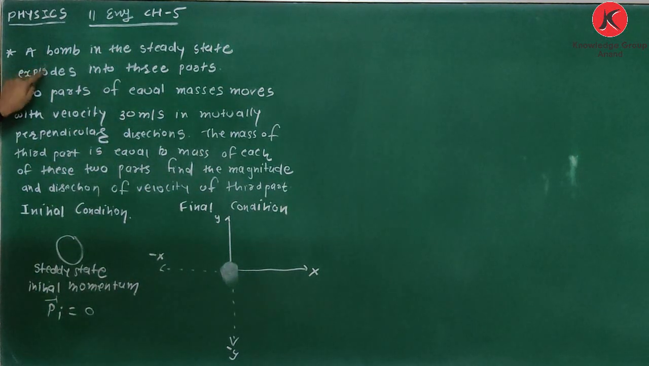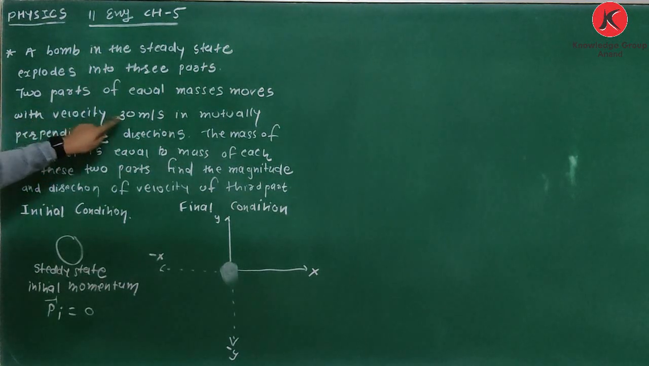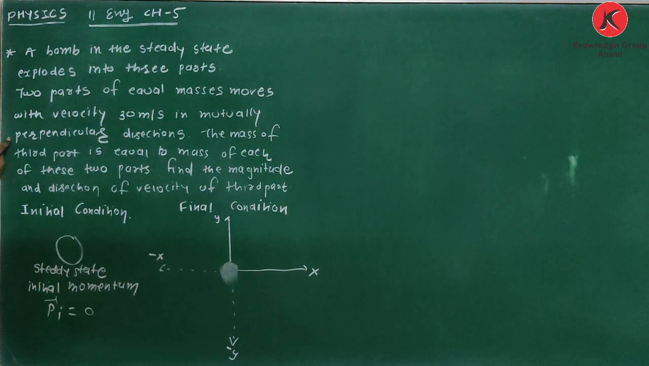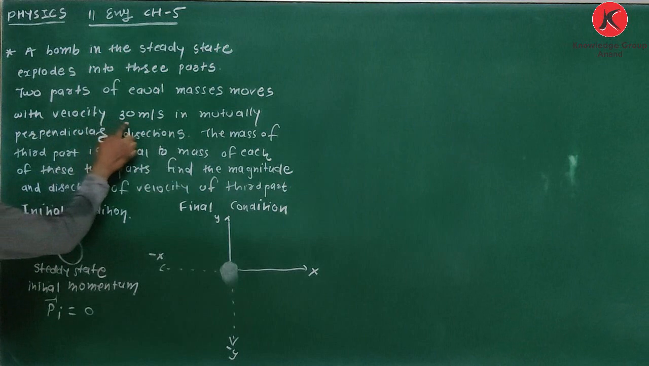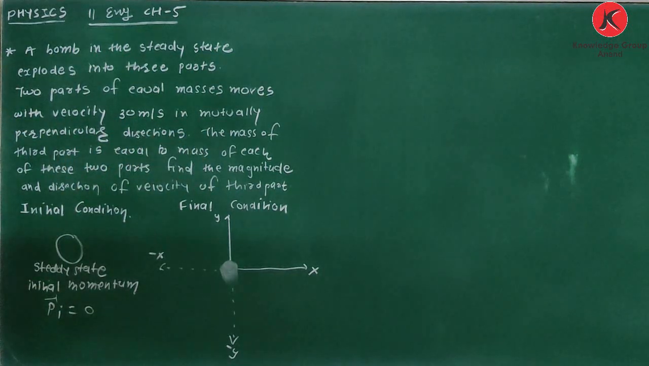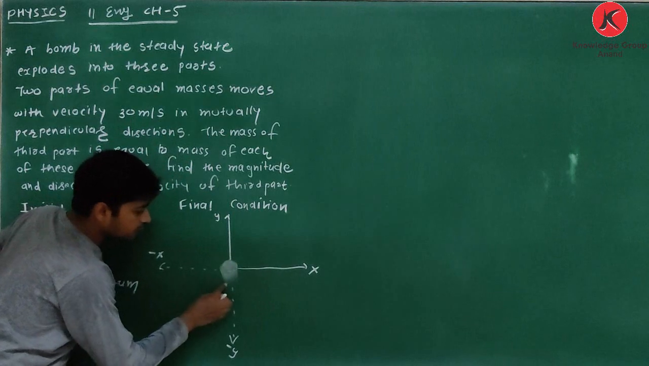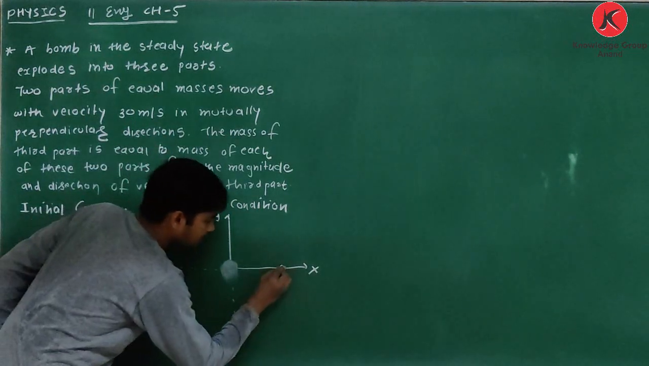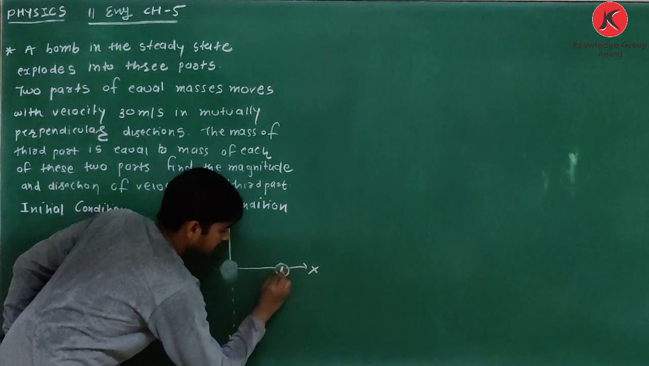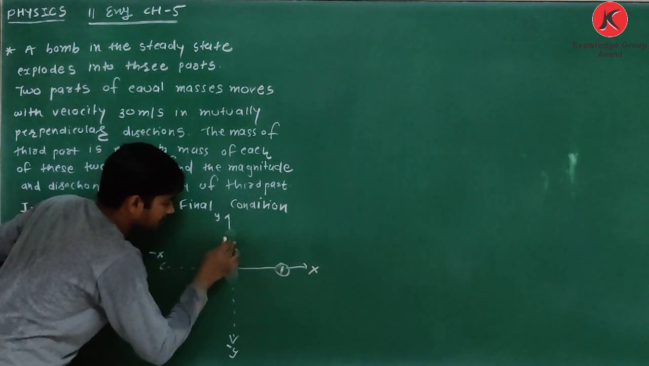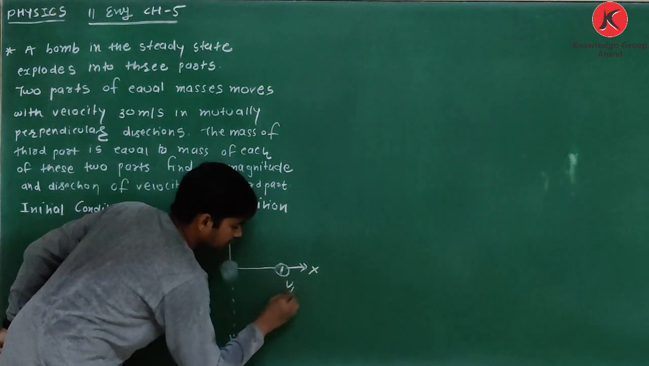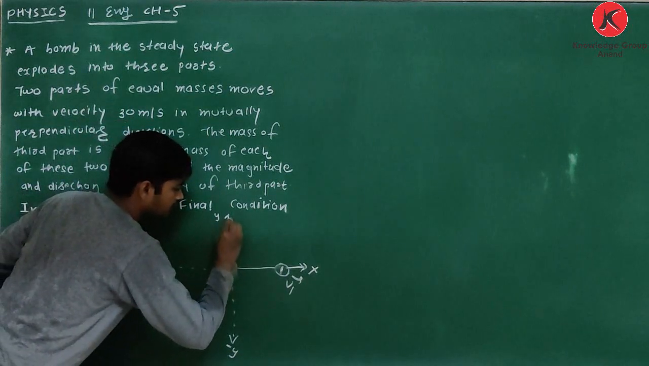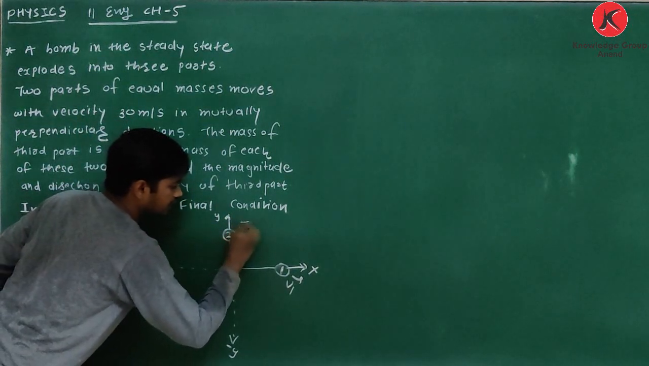Now, a bomb in the steady state explodes into three parts. Two parts of equal masses move with velocity 30 meters per second in mutually perpendicular directions. Then, if it is a bomb, I am assuming the first part is moving in this direction, and the second part is moving in this direction. So its velocity here is v1, and the velocity of the second is v2.